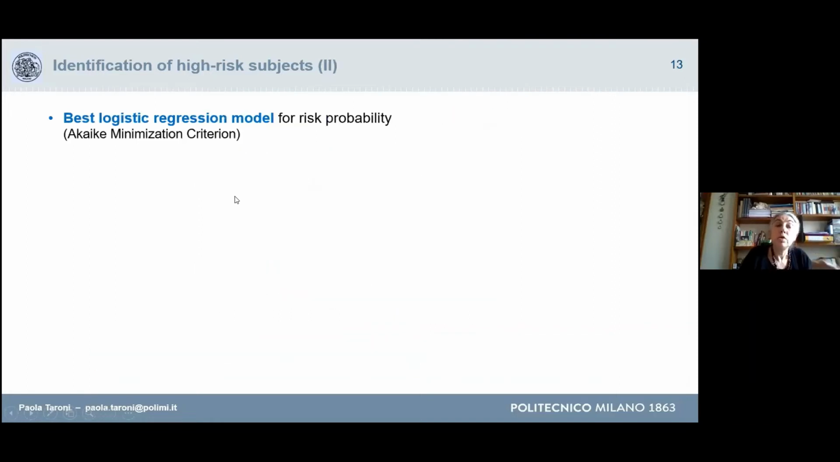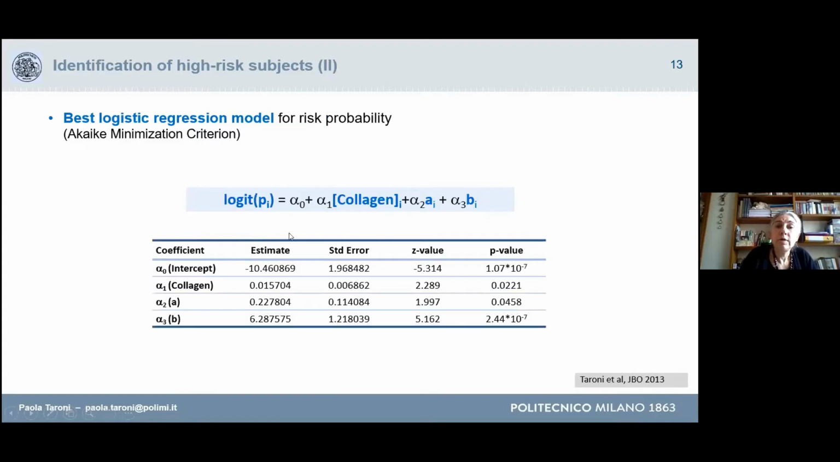So we looked for the best logistic regression model using these parameters, the best model to identify women at high risk, women in Bi-RADS category 4, and the model turned out to depend only on collagen content and scattering parameters, which in turn depend on collagen. So collagen really seemed to be the key tissue constituent to identify women at high risk.